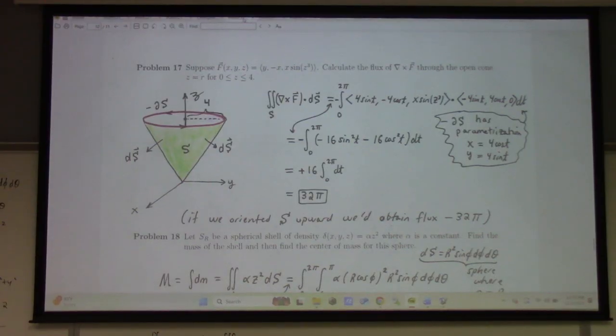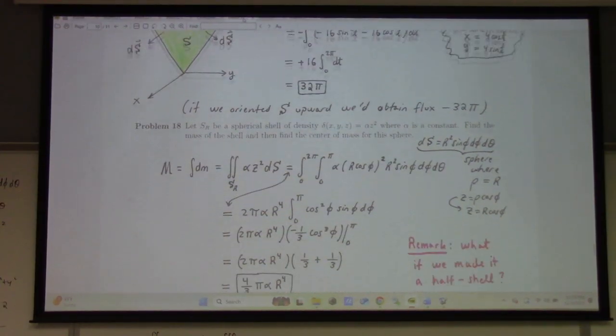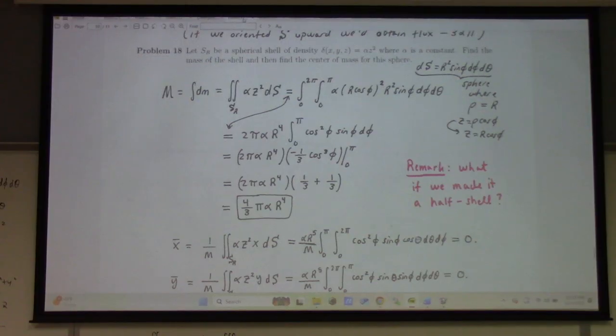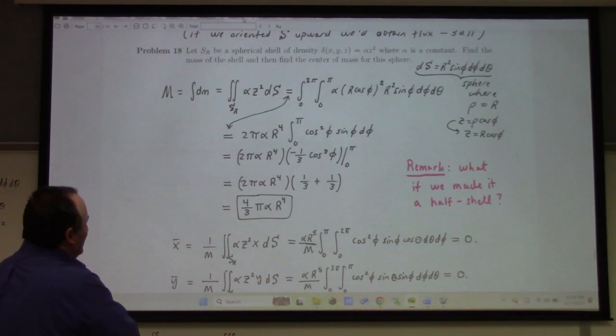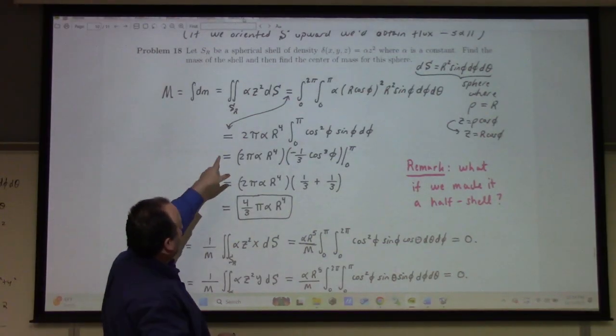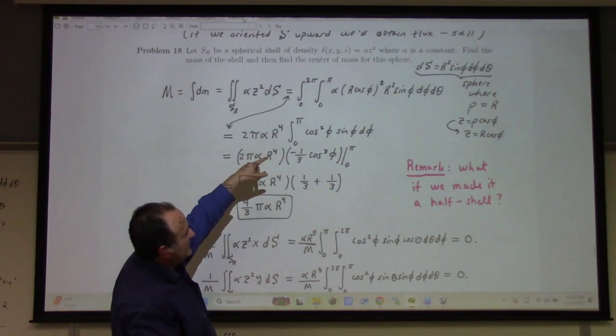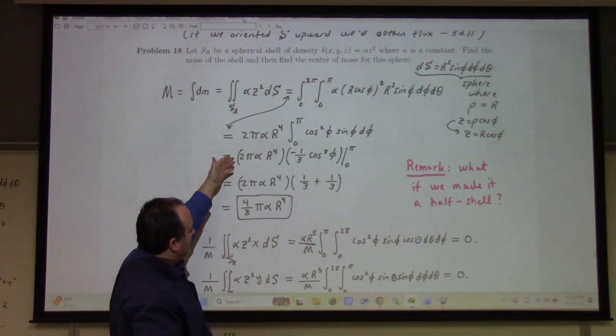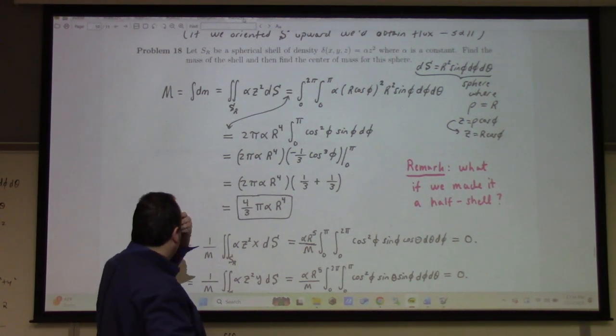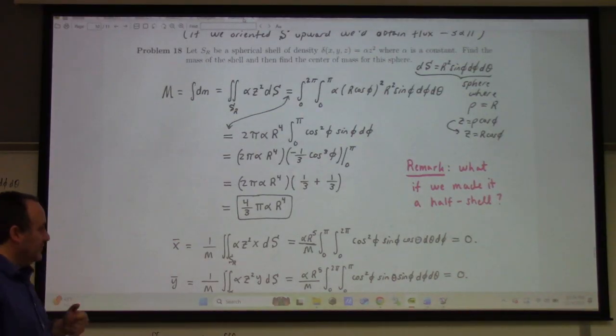Anyway, this one here, I should have made it the upper half shell to make it more interesting, because some of you, I heard you guys talking. It's just the origin, right? Symmetry. Yeah, you got me. At least the mass was interesting, right? We have to integrate z squared times dS. dS here, of course, is r squared sine phi d theta. And some integration later, I get 4/3 pi alpha r to the 4th.